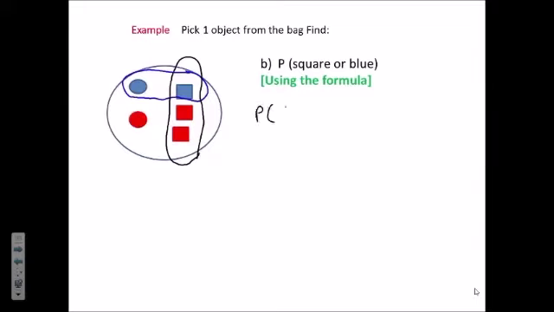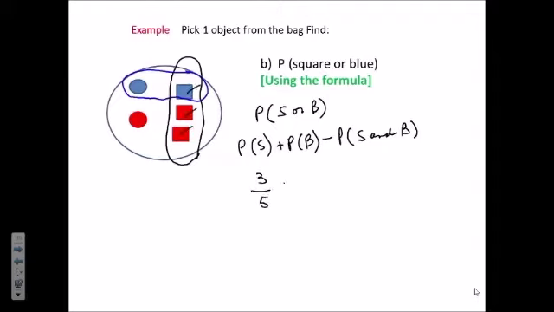The probability of square or blue is going to be the probability of square plus the probability of blue minus the probability of square and blue. The probability of square, how many squares do we have? We have 1, 2, 3 squares out of 5, plus the probability of blue, we have 2 blues out of 5, minus the probability of square and blue. Well, of the 5 objects, only 1 is square and blue, the blue square, so that's 1/5. 3 plus 2 is 5, minus 1 is 4/5. So the probability of picking square or blue is 4/5.